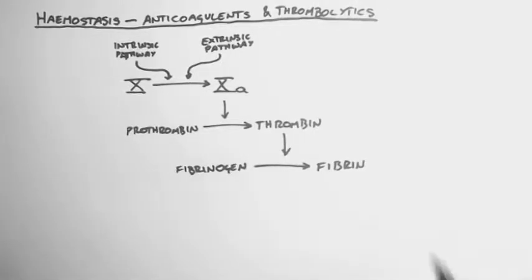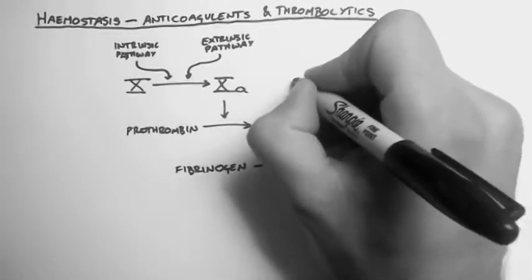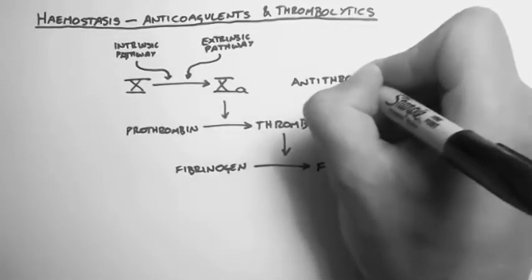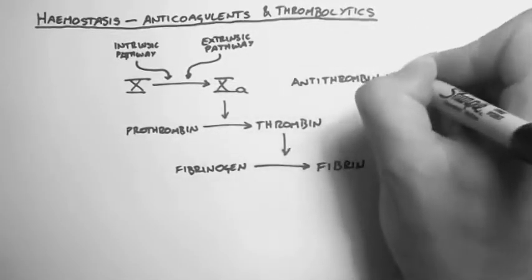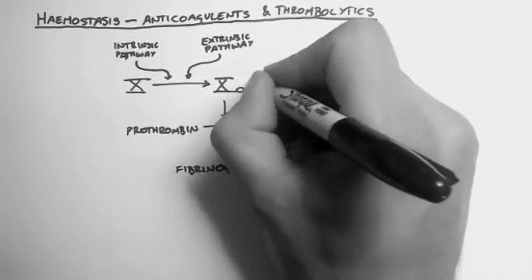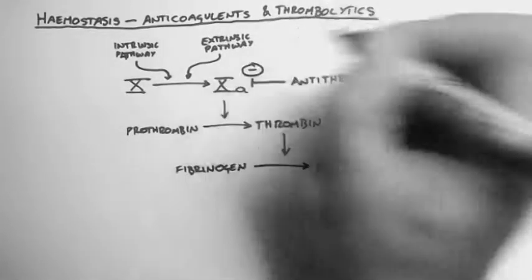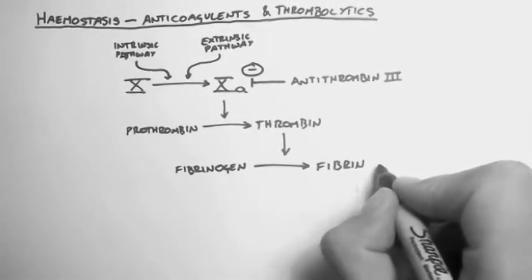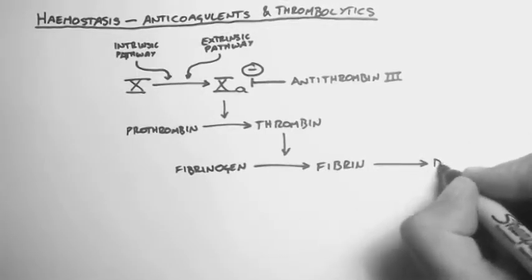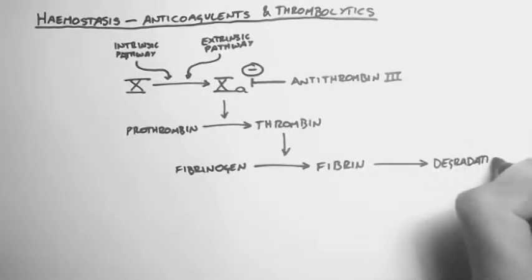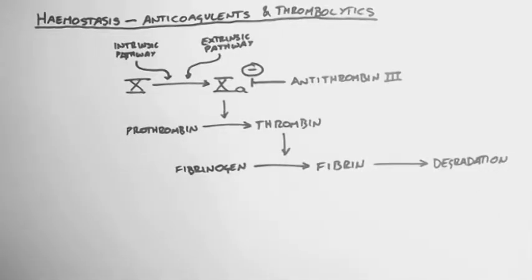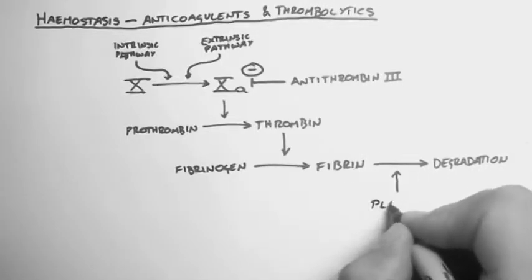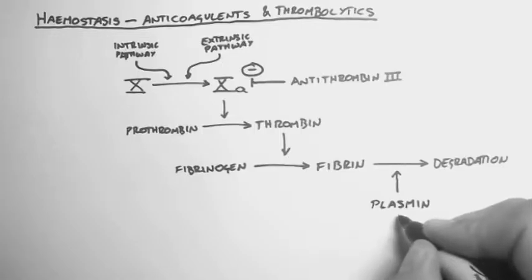But first of all, we've got to add in another couple of elements. The first one is an endogenous, meaning present in the body, compound known as antithrombin 3, and it's an inhibitor of 10A. Fibrin can also be broken down in the body into fibrin degradation products. And this is catalyzed by an enzyme called plasmin, which is created from a protein called plasminogen.